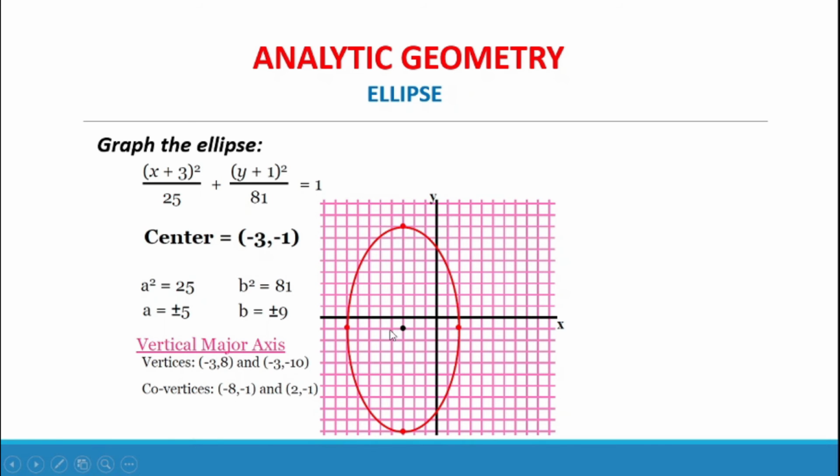And this is negative 3 minus 5, that's negative 8 and negative 1. And to the right, negative 3 plus 5, and that's positive 2 comma negative 1. And these are the vertices for the major axis.